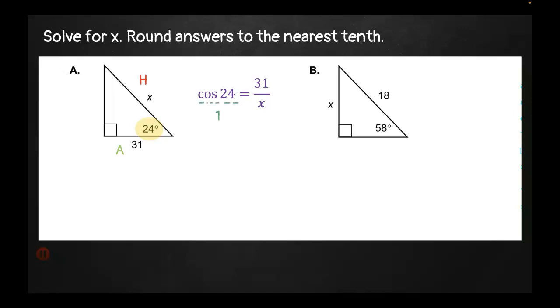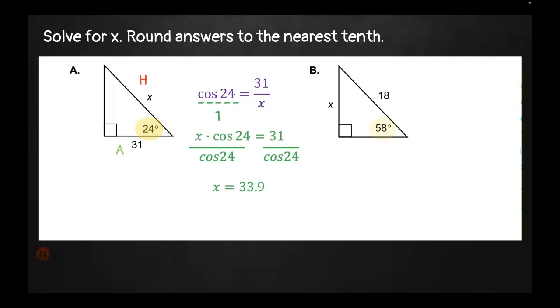So what you can do is put this in a proportion, put it over 1, and cross multiply. So I have x times the cosine of 24. Notice that I keep my degree and my cosine together. This is equal to 1 times 31, which is just 31. I want to solve for x, so I have to divide both sides by the cosine of 24. Notice that I'm not just dividing by 24, I'm dividing by the cosine of 24. Now when you plug that in your calculator as 31 divided by the cosine of 24, you get 33.9. So that is the length of your hypotenuse side.